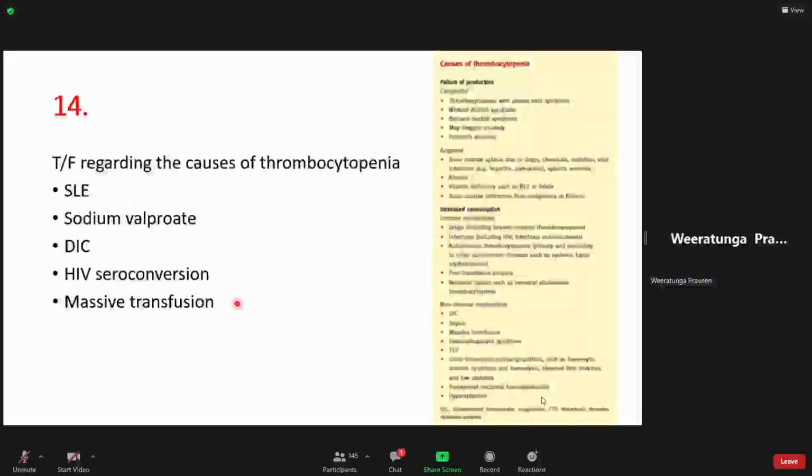So finally we have the bleeding disorders. Again, it is very easy to make MCQs like this. When we are lazy and can't make a proper MCQ, questions like this, causes of thrombocytopenia, are what we make. And here is a long list of causes of thrombocytopenia.